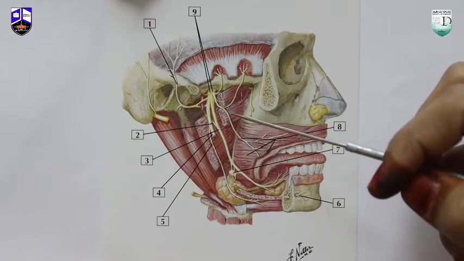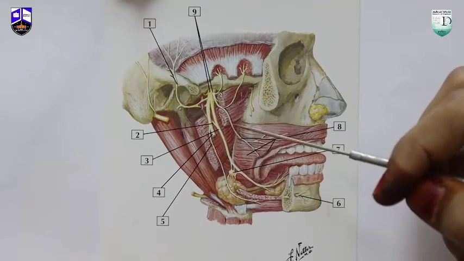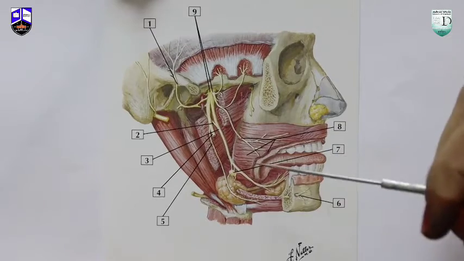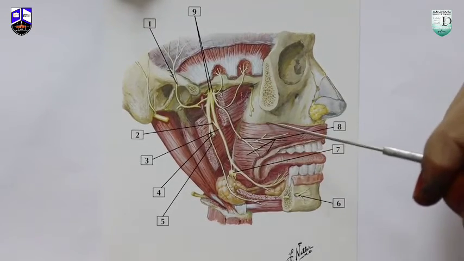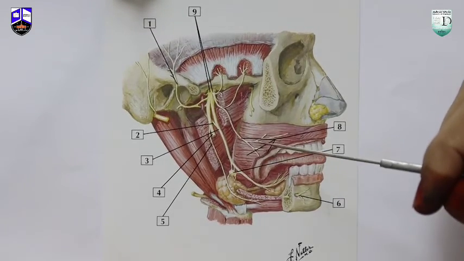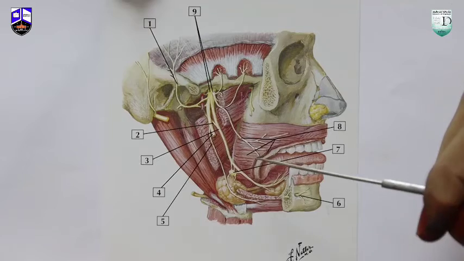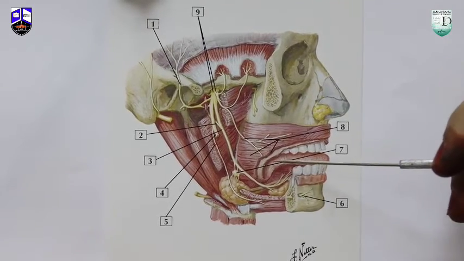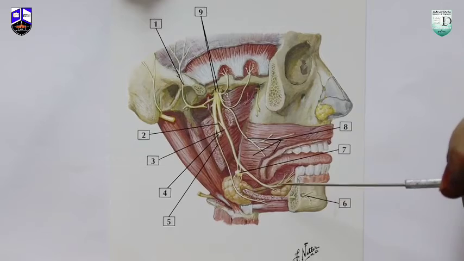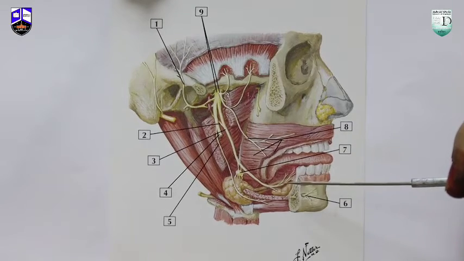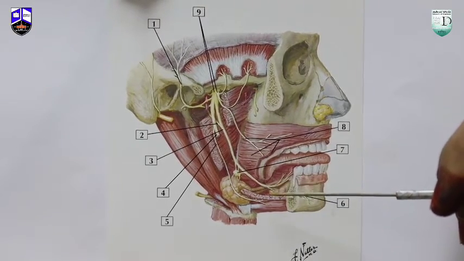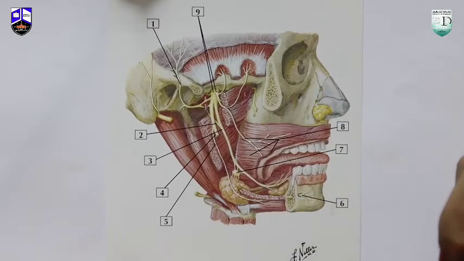The fifth one is the long buccal branch that passes downward and forward on the surface of the buccinator muscle. It supplies the skin of the cheek, and then it pierces the buccinator muscle to supply the mucous membrane of the cheek, as well as the gingiva opposite the mandibular molars and second premolar.